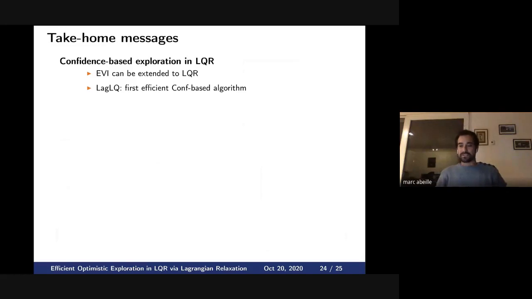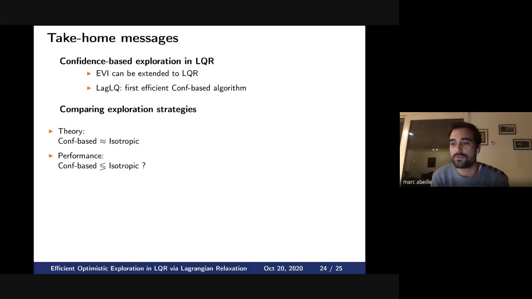So here are some take-home messages. We focused here on confidence-based exploration for LQR, and we showed that the idea behind extended value iteration can be transposed from the tabular setting to LQR. This allowed us to derive the first efficient optimistic algorithm for adaptive control in LQ. And somehow this result guarantees the existence of confidence-based algorithms, namely LagLQ, that are competitive with isotropic algorithms based on epsilon greedy, not only in terms of regret, but also in terms of computational cost.